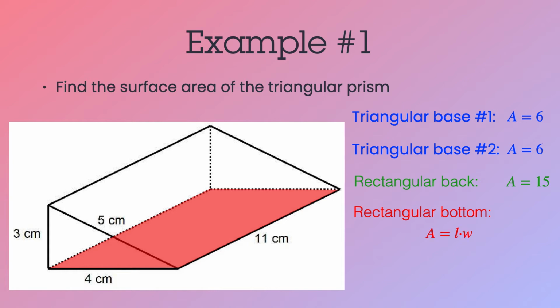Now, again, length times width. So 11 is a length, 4 can be our width. Plug those in, and we get 44.